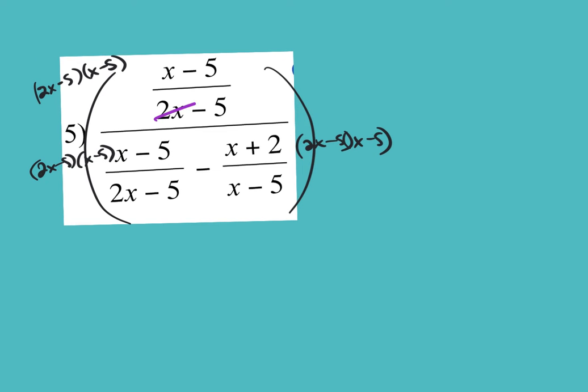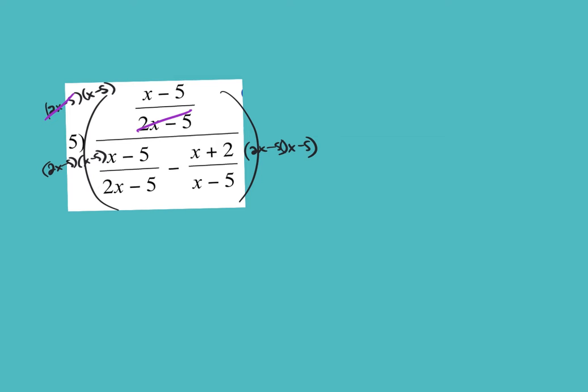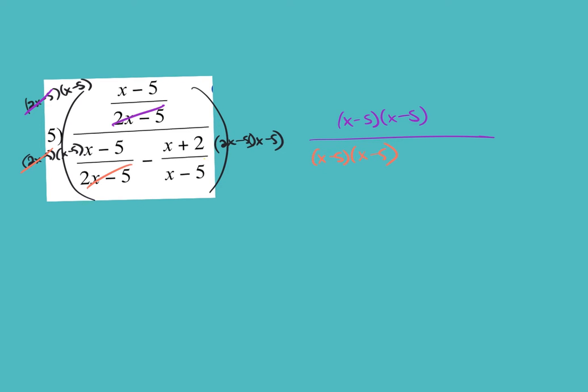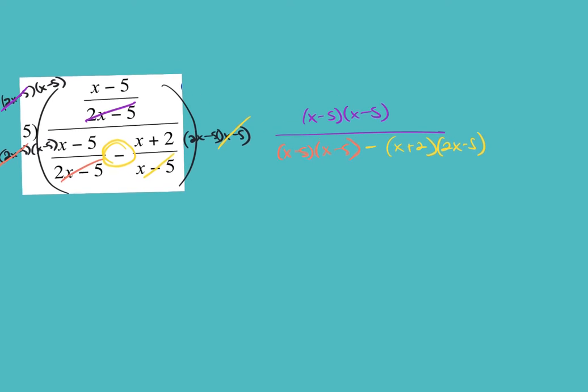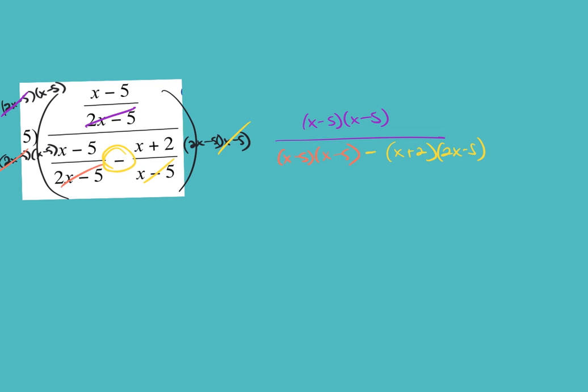From the top one, the 2x minus 5 is going to cancel, and my numerator would be x minus 5 times x minus 5. On the left, the 2x minus 5's cancel, and that would be x minus 5 times x minus 5. And on the right, the x minus 5's cancel. It's a minus in between, so it's minus x plus 2 and 2x minus 5. And then none of it canceled.